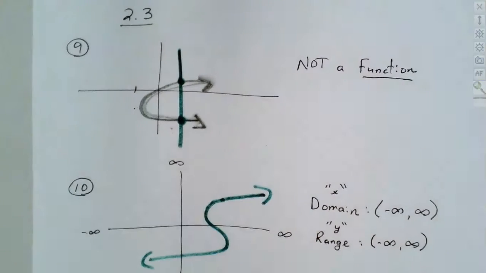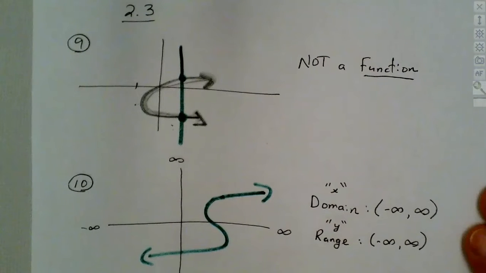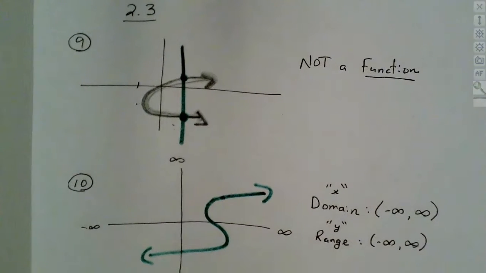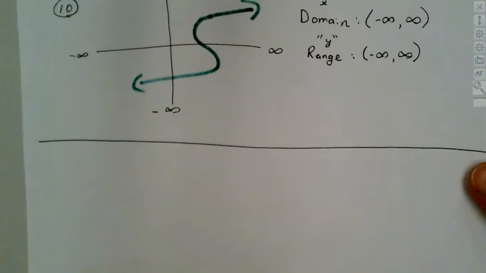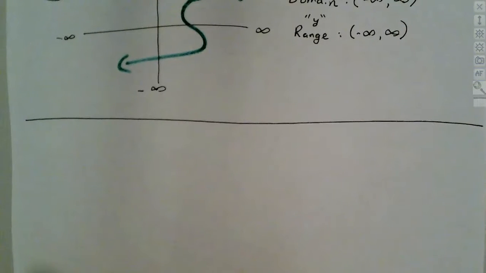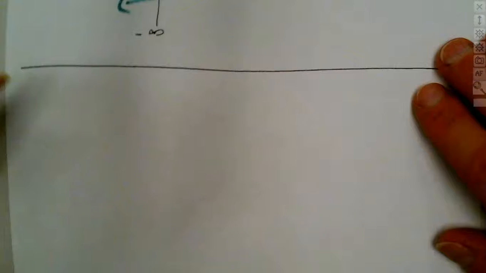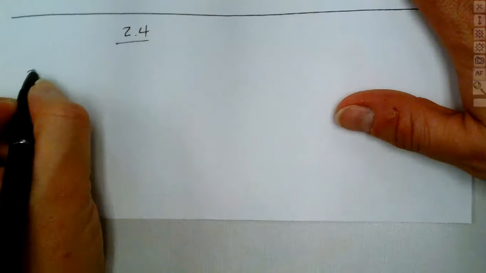And now we'll look at 2.4, which is slopes. So 2.4, we'll look at questions 2, 5, and 6. We want to graph this function and also find the domain and the range. So this is 2.4. We're going to look at question 2.